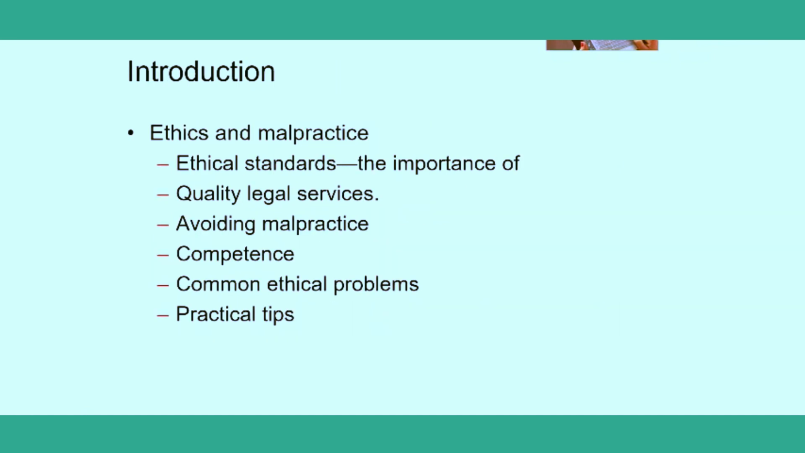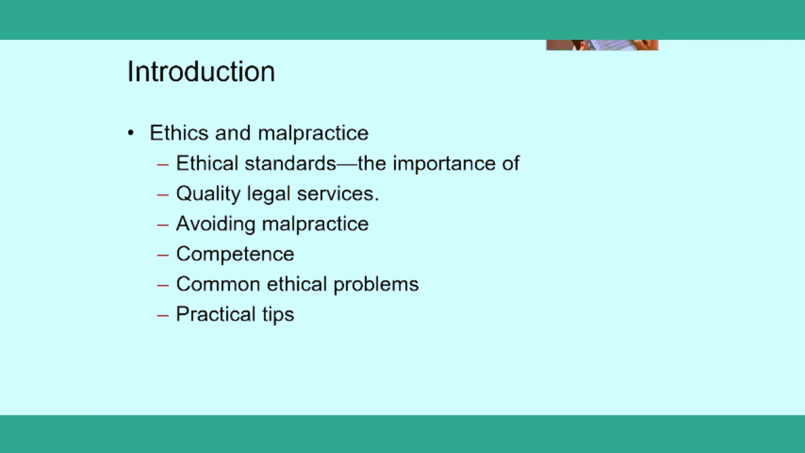Chapter 3 introduces you, the student, to important topics of ethics and malpractice. Having a high ethical standard is critical to providing quality legal services to clients. In addition, you need to avoid malpractice by having a high degree of competence, so that you likewise provide quality services to the client. The chapter introduces you to common ethical problems for paralegals and prepares you for how to handle them. Practical tips on avoiding malpractice problems are also provided.